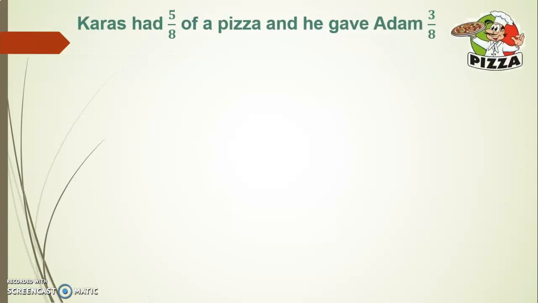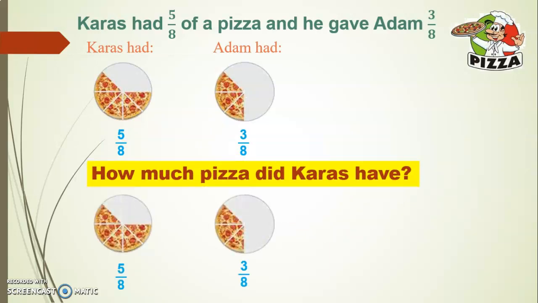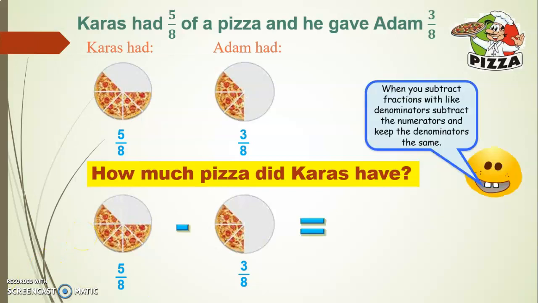Karas had 5 over 8 of a pizza and he gave Adam 3 over 8. How much pizza did Karas have? Karas had 5 pieces and he gave Adam 3, so I'll make it minus. When you subtract fractions with like denominators, subtract the numerators and keep the denominators the same. It's like the adding. So it will be 2 over 8.